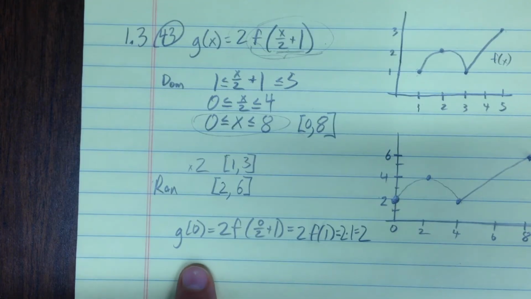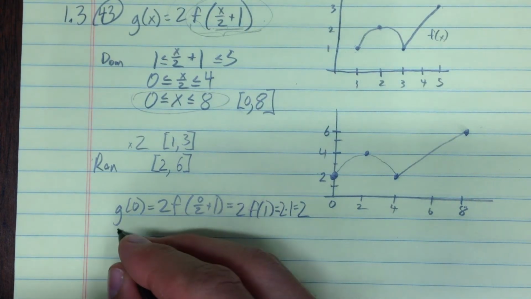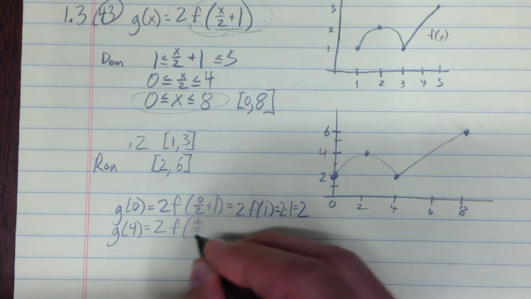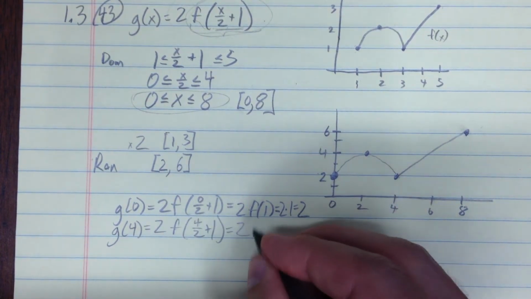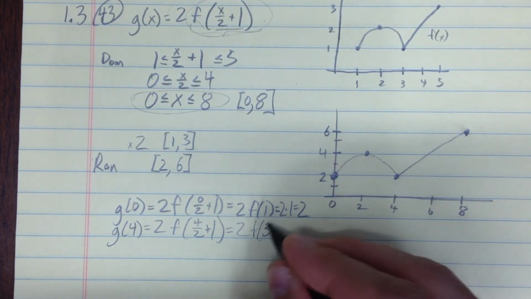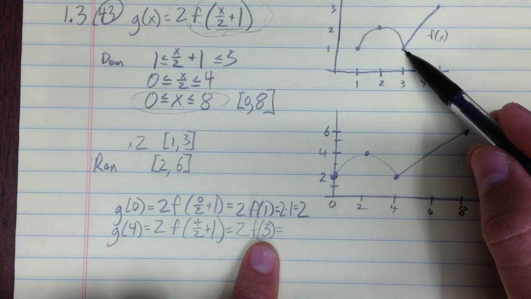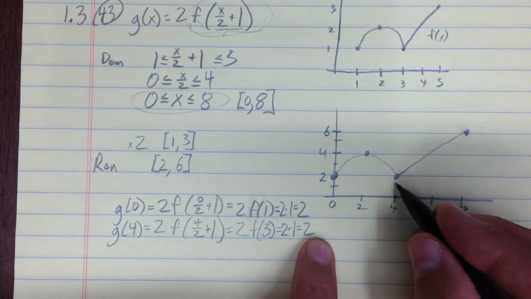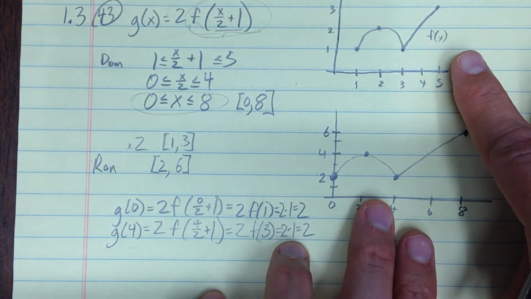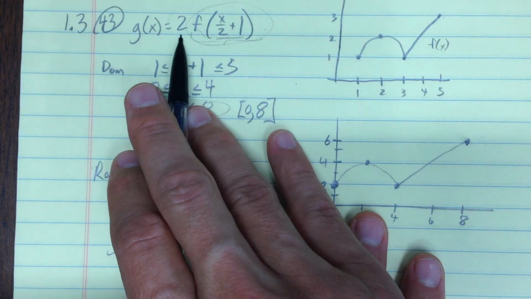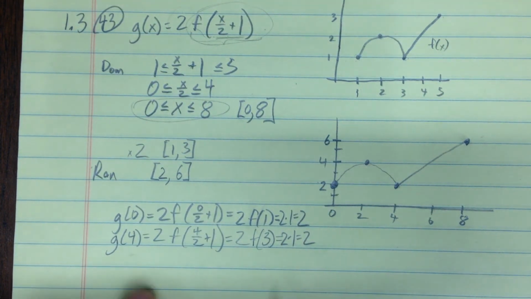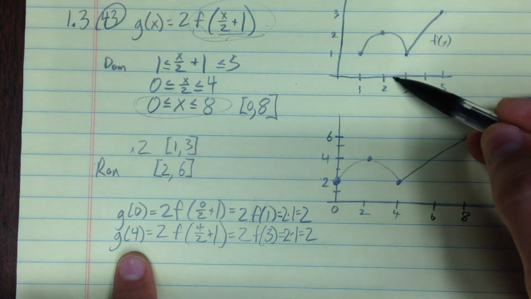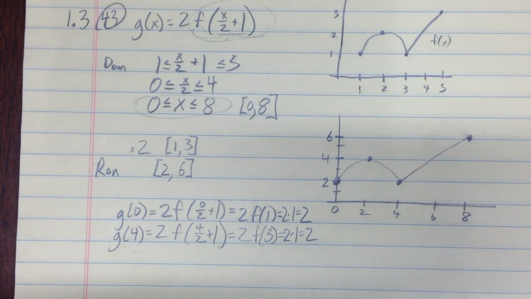Now, you can check as many points as you want to get yourself comfortable with that. Okay, so g of 4 equals 2 f of 4 over 2 plus 1, which is 2 times f of 3. f of 3 is 1, so that's 2 times 1, which is 2. So g of 4 is 2. This should make sense in terms of the graph, in terms of what you know this does to the graph, but it also should make sense in terms of the equation. You could plug in g of 8, get 6, g of 2, get 4. If you wanted to, you could plug in parts in between and get those same values. Hope that helps.